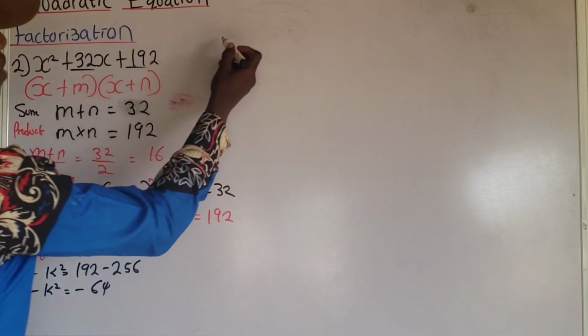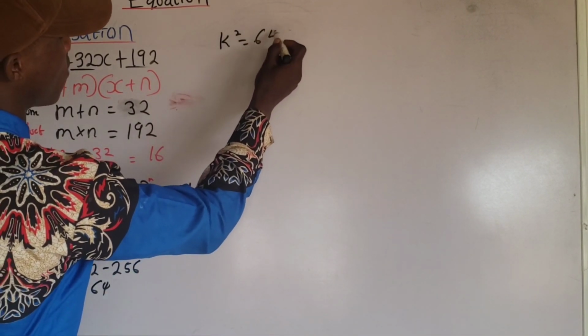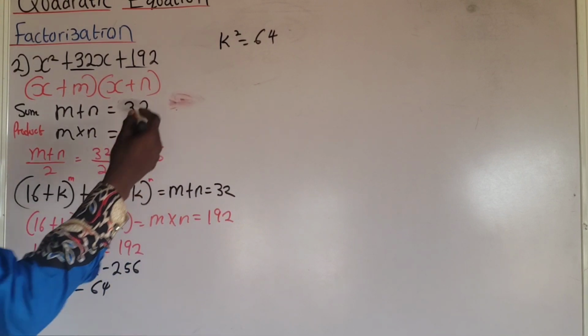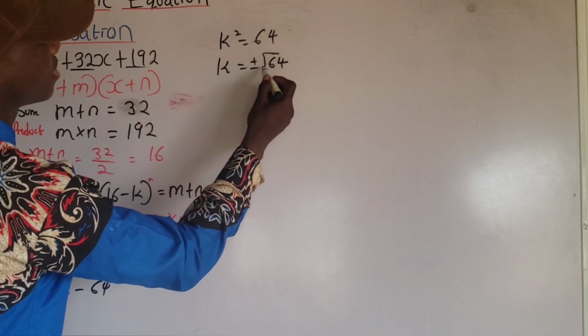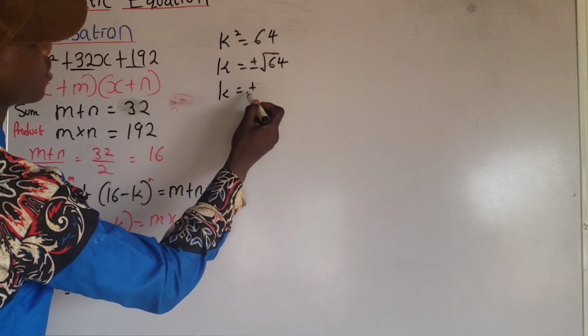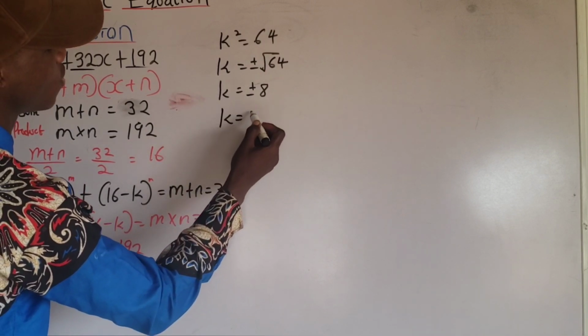I'm going to have k squared is equals to 64. So we are going to take the square root of both sides. So k is equals to plus or minus 8. k is equals to 8.